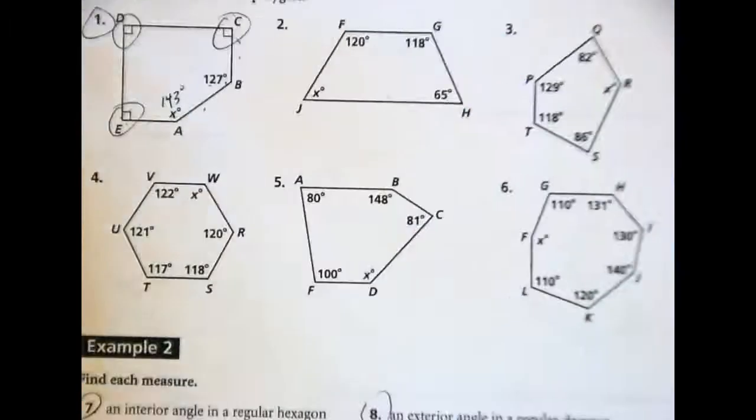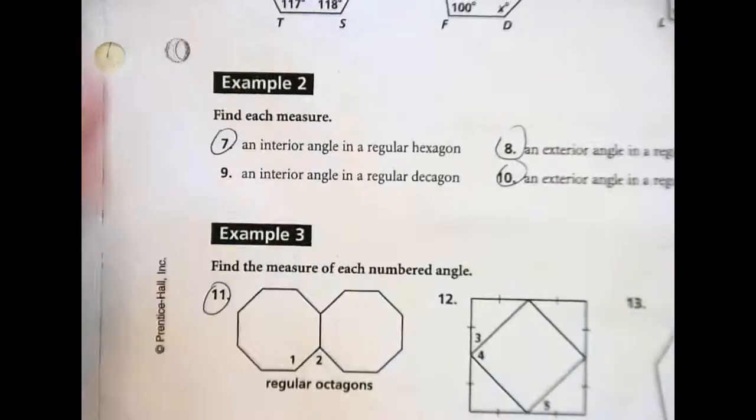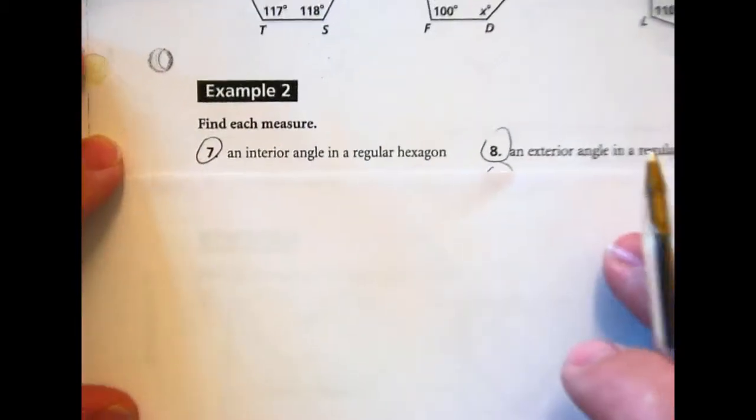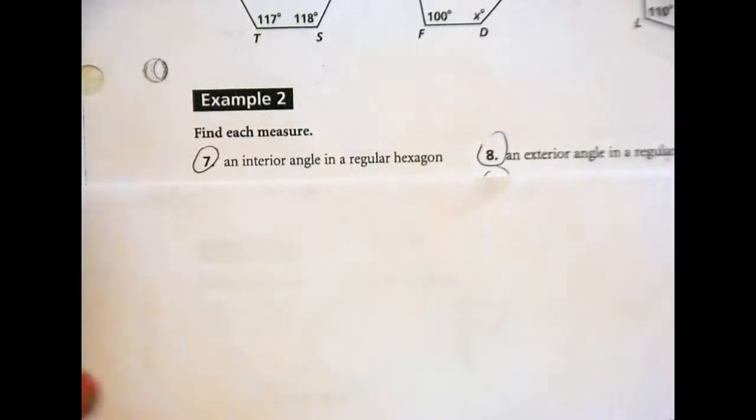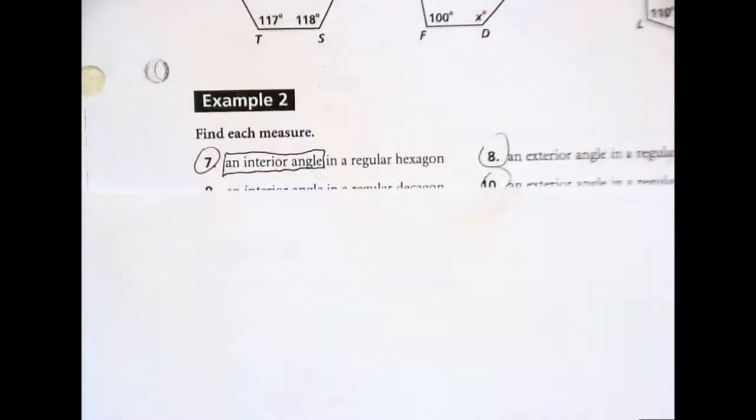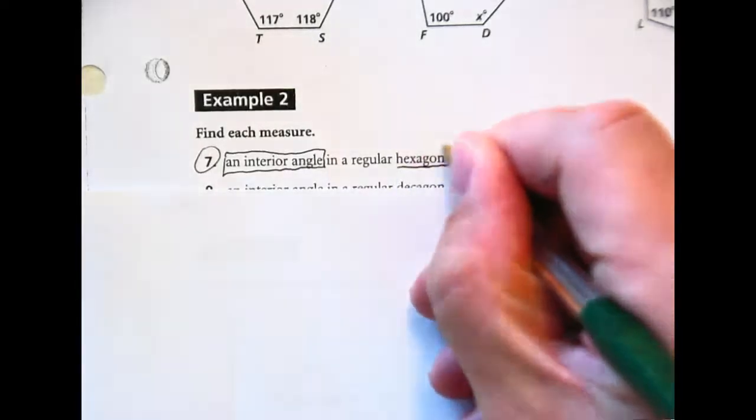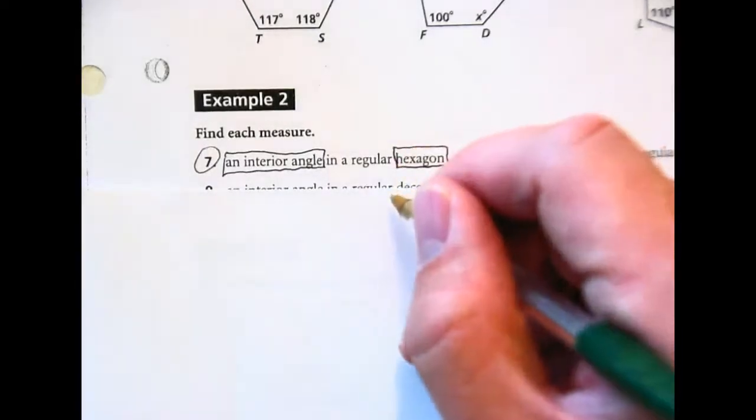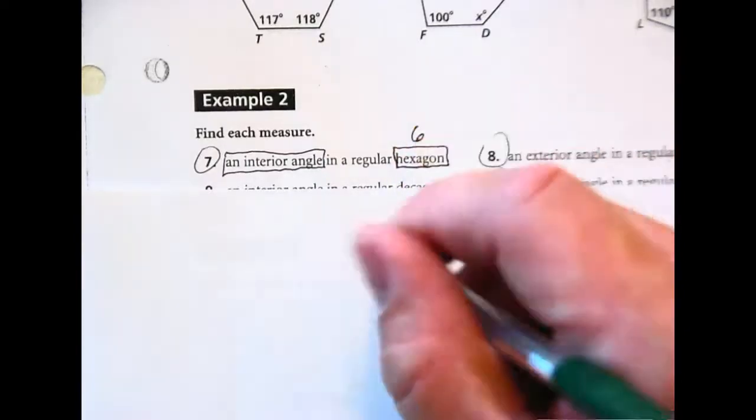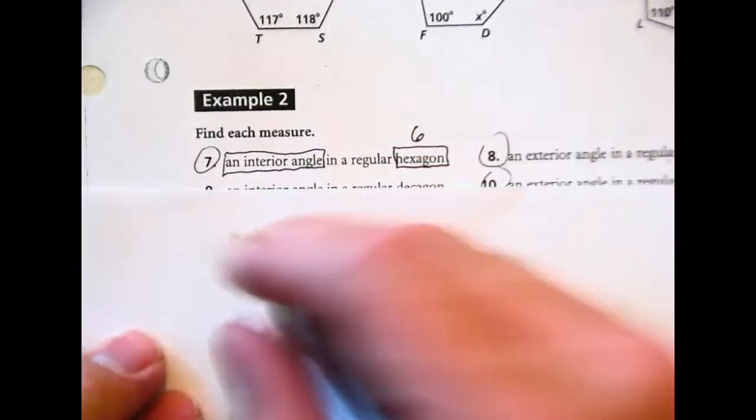Okay, let's take a look at number 7. Find each measure, the interior angles of a regular hexagon. So an interior angle. So we just need one of a regular hexagon. What's regular mean again? Julian? They're equilateral, equiangular. What's hexagon mean? How many sides, Priscilla, in a hexagon? 6.